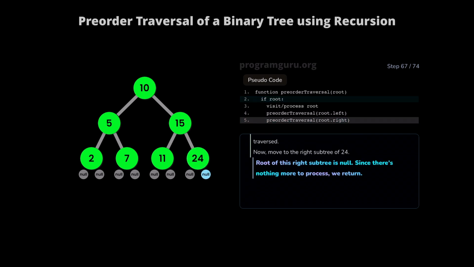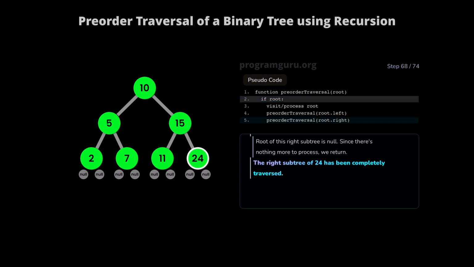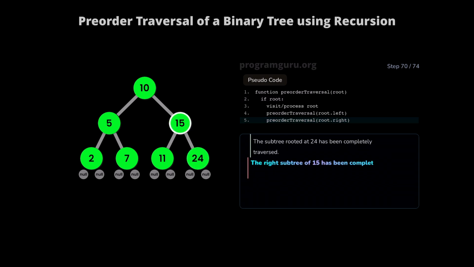Root of this right subtree is null. Since there's nothing more to process, we return. The right subtree of 24 has been completely traversed. The subtree rooted at 24 has been completely traversed. The right subtree of 15 has been completely traversed. The subtree rooted at 15 has been completely traversed.